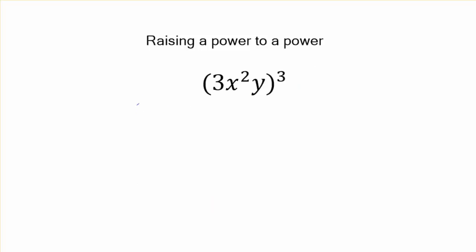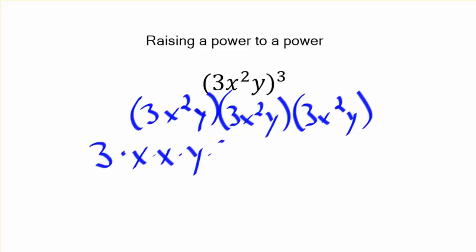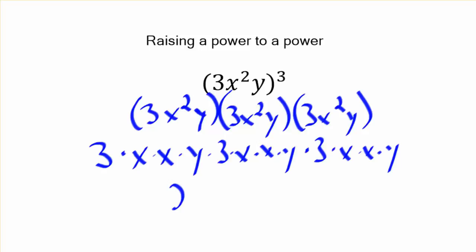Let's try this one. Might seem a little more complicated, but it's the same basic principle. You take what's inside the parentheses and multiply it times itself 3 times. And if you want to understand what's going on, you just expand it. 3 times x times x times y. Do that 3 times. And then just multiply everything. 3 times 3 times 3. It's going to give you 27. There's 6 x's. And there's 3 y's. You're done.